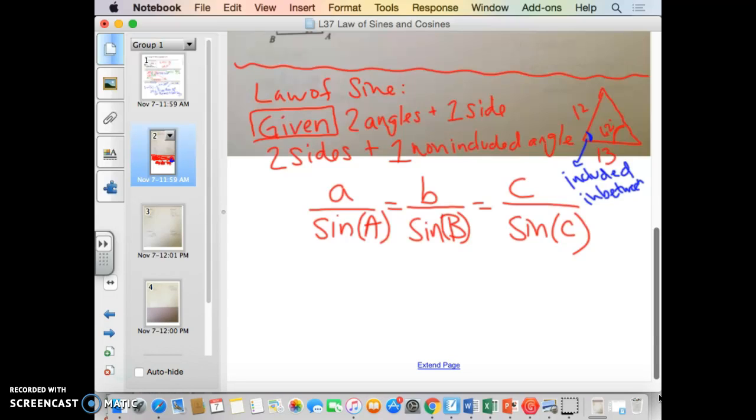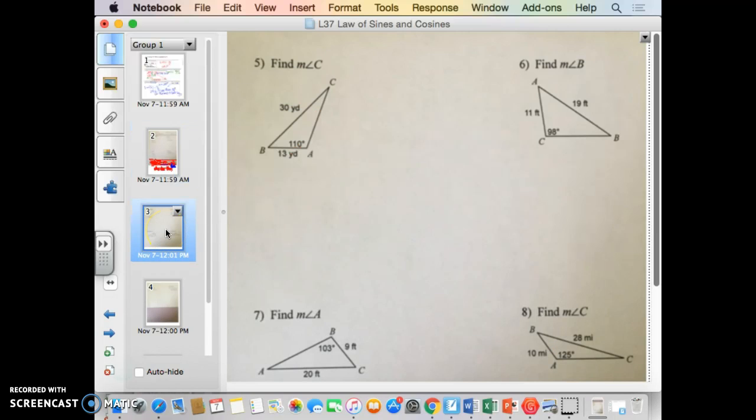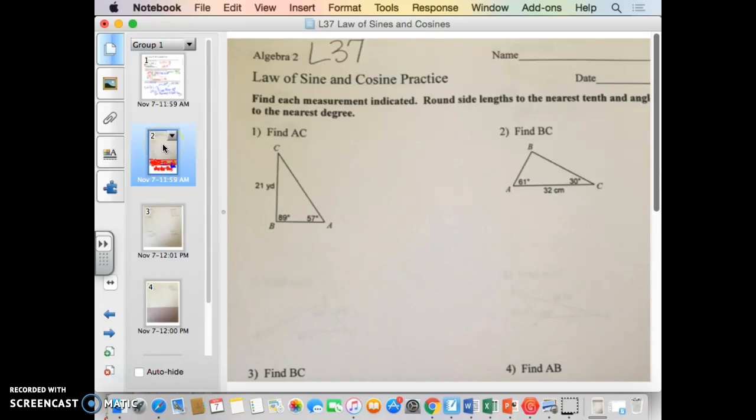So because you're given a non-included side, it's the side that's not in between the two angles. All right. So if we look back here at example number 1, we want to find AC. So the first thing you want to do is mark, highlight, or circle the unknown. Okay, so in this case I'm highlighting AC.